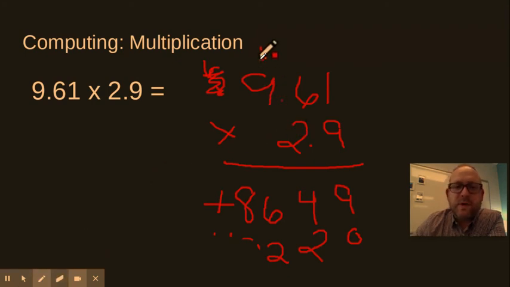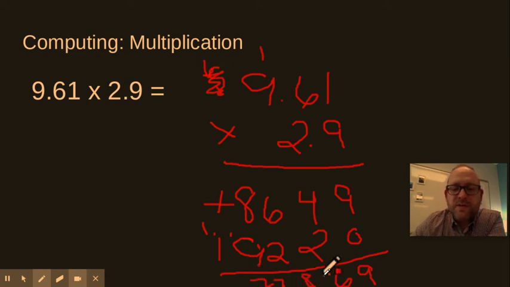Sorry, we don't have to worry about that 5 because that was from over there. 18 plus 1 is 19. There we go. This is going to be a much more reasonable answer. So we have 9. 4 plus 2 is 6. 6 plus 2 is 8. 8 plus 9 is 17. And 1 plus 1 is 2.